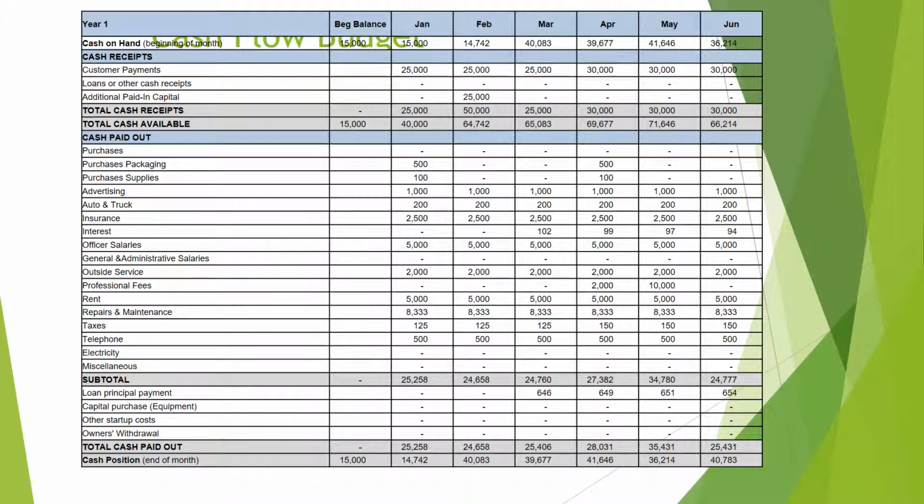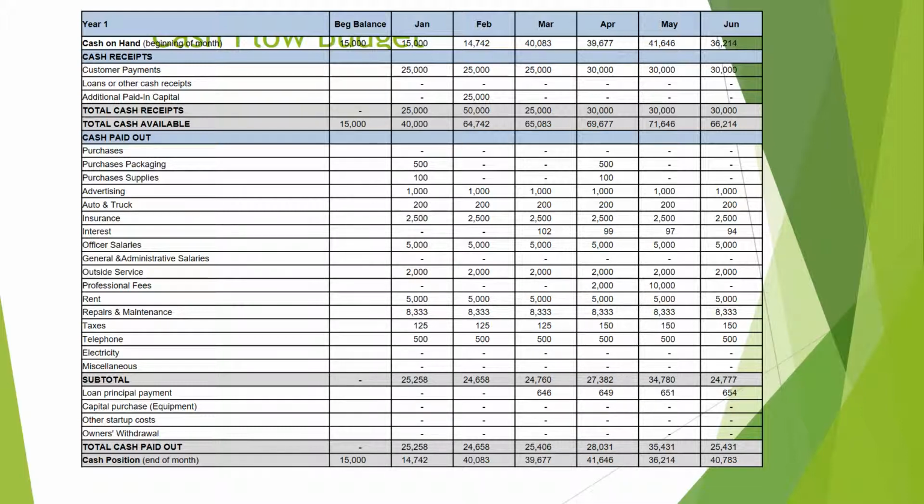So we have customer payments, and then we have the cash being paid out. This is purchasing packaging, supplies, advertising, vehicles, insurance, paying salaries, and all these other things. Then it shows at the end of January, we have a little bit of a loss for the month, so we're down to $14,742. Then we go through month by month to see what's happening.